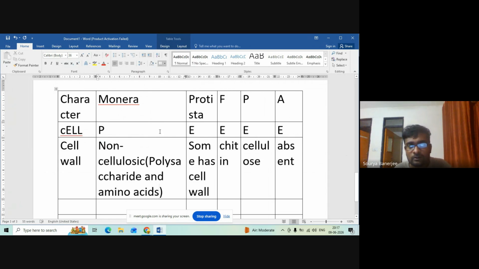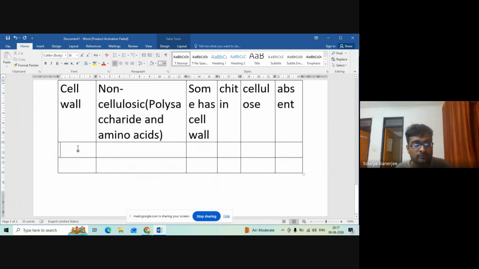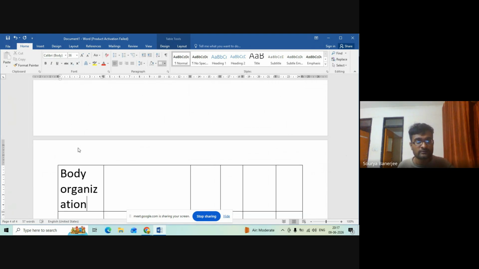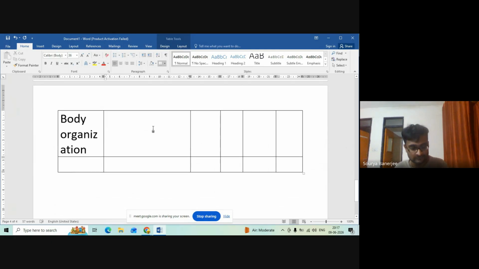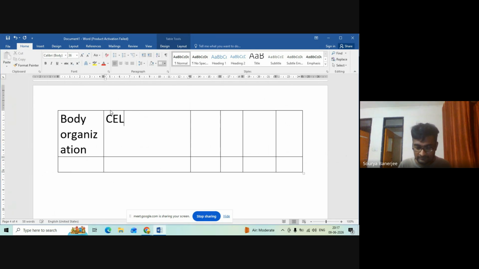Cell wall comparison is over. Now the third one I told you is body organization. In case of Monera, it is cellular level. Tissue is not at all present. It is cellular level. Protista is also cellular.